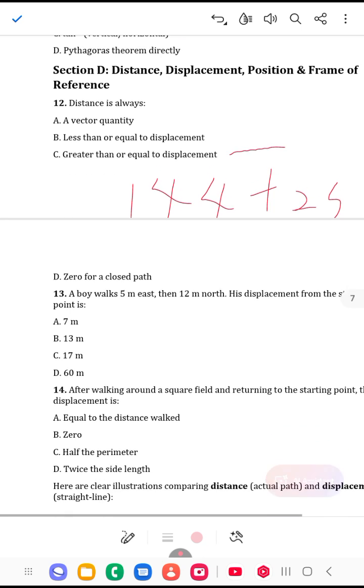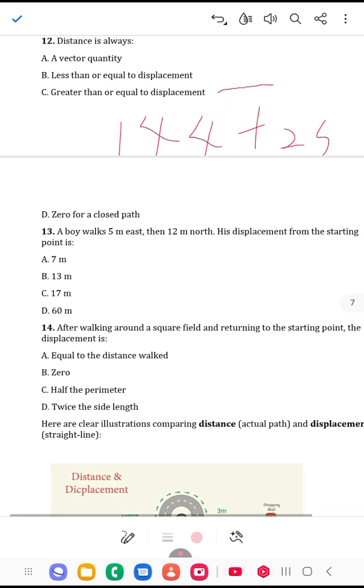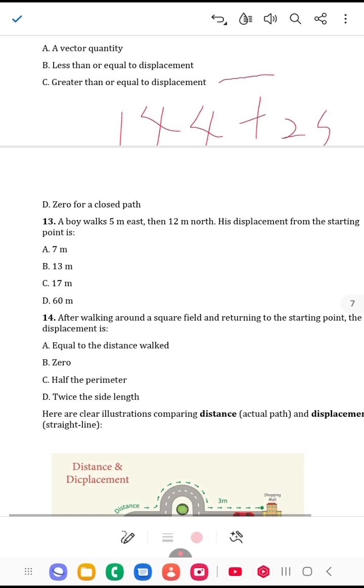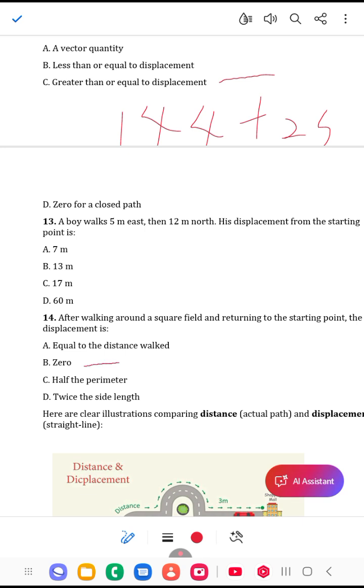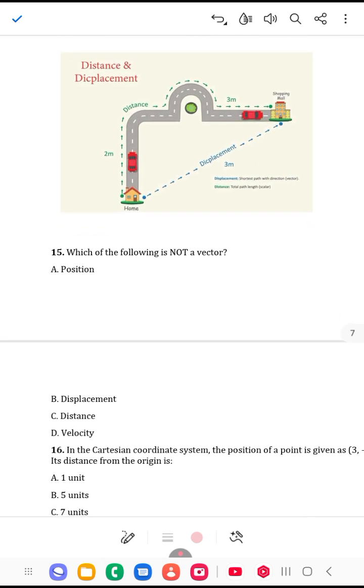Now number 14. After walking a square field and returning to the starting point, the displacement will be equal to 0. Displacement is equal to 0. So which of the following is not a vector quantity? Position, displacement, distance. So distance is not a vector quantity.